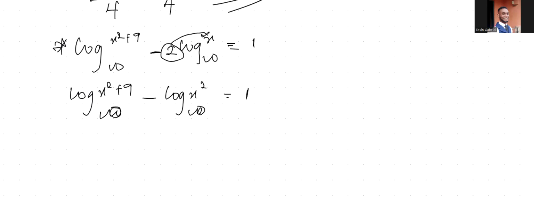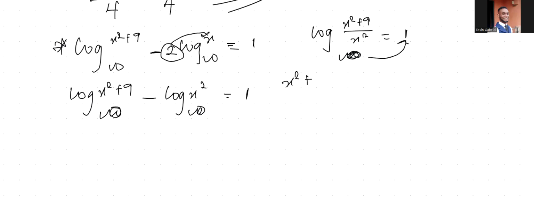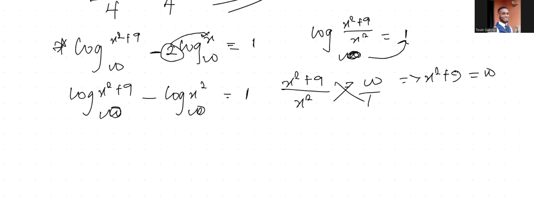All right, so now let's use that law, the subtraction law. It's going to be log of x squared plus 9 divided by x squared, base 10, which is equal to 1. And this will then push this up. Then we have x squared plus 9 divided by x squared is equal to 10 raised to the power of 1, that's 10. Then at this point, you can cross multiply. Then you simply have x squared plus 9 is equal to 10x squared.